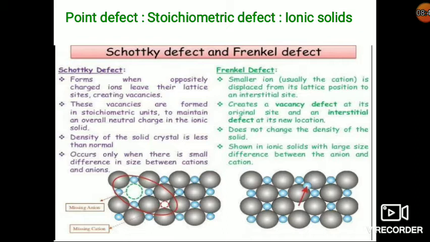One thing is common between these two: AgBr, silver bromide, is the solid that shows both Schottky defect and Frenkel defect. So in stoichiometric defect, in ionic defect, we are getting two types. One is Schottky defect, another one is Frenkel defect.